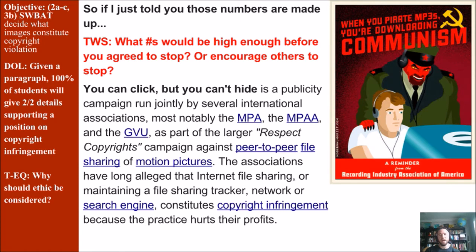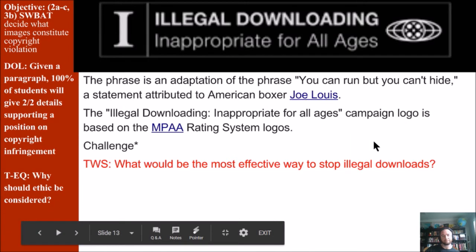"You Can Click But You Can't Hide" is a publicity campaign run jointly by several international associations, most notably the MPA, the MPAA, and the GVU, as part of the larger Respect Copyrights campaign against peer-to-peer file sharing of motion pictures. The associations have long alleged that internet file sharing or maintaining a file sharing tracker, network, or search engine constitutes copyright infringement because the practice hurts their profits. So even if your website simply directed someone to another website where copyright is being violated, you can get in trouble for that.